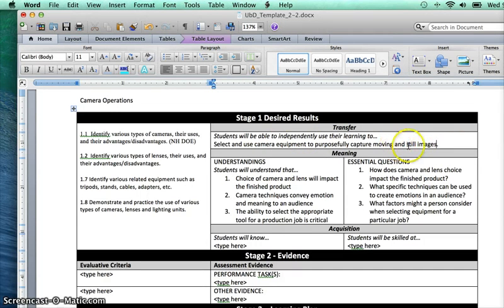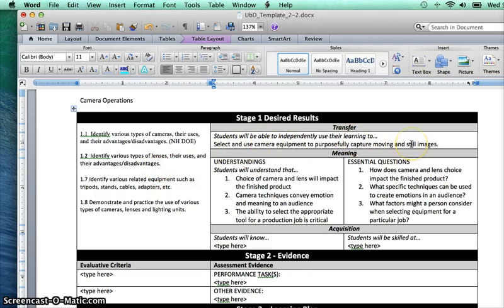The other thing is I went to my transfer and I realized I had a little bit of language in there which did not really fully match what was being alluded to in these competencies. And so I added the phrase "select" in addition to using the camera, because I think it's also important that students can figure out which camera they need, which lens they need, and be able to then use it.